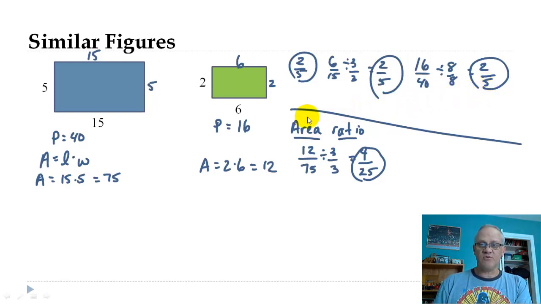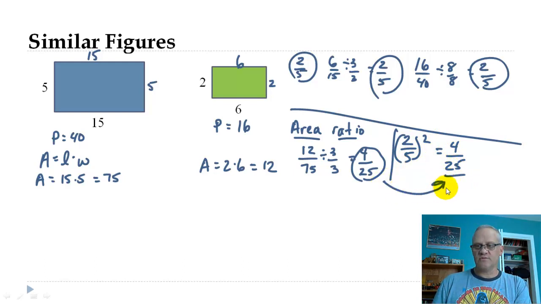If you look closely, you may or may not have noticed this, but look at 2 to 5, and 4 to 25. Do you notice anything interesting there? If you were to take this ratio, 2 to 5, and square it, what do you get? 2 squared is 4, 5 squared is 25. Oh, look at this. If we square the ratio of the sides and the perimeter, we get the ratio of the areas.